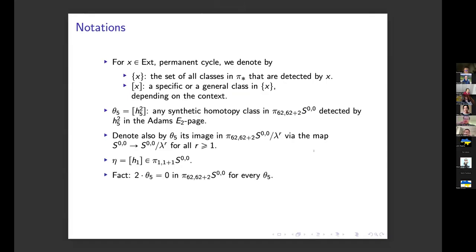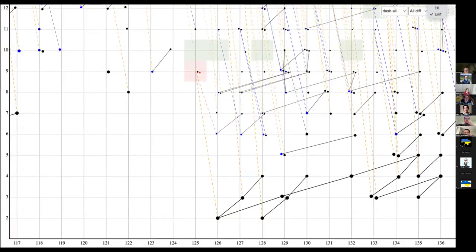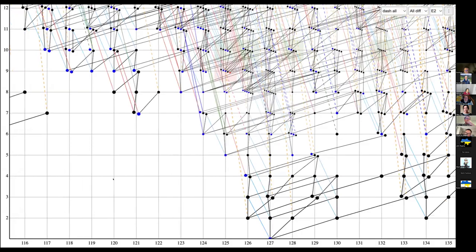So similarly, eta is my homotopy class, any synthetic homotopy class in pi 1, 1 plus 1. So here's the fact that we know of the synthetic theta 5, which is that any choice of the synthetic theta 5 has order 2. So why is that true? Let's take a look. So first of all, we can deduce this bigraded group does not contain any lambda torsion. So let me get back to a chart and to the E2 page.